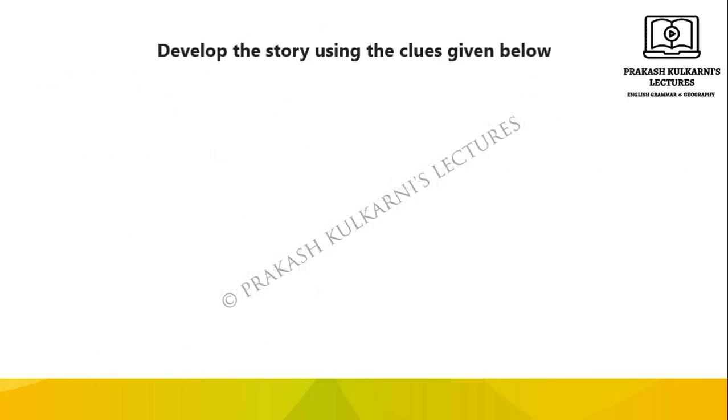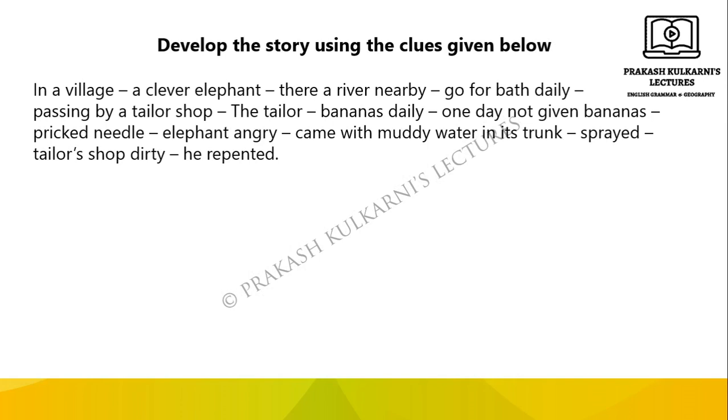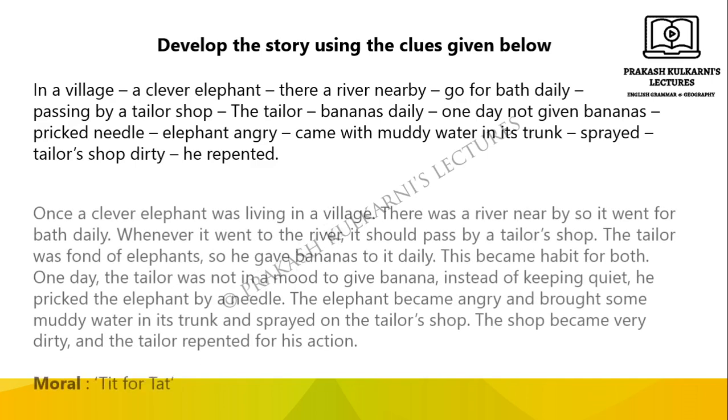Now let's go to the third example. In a village, a clever elephant, there a river nearby, go for bath daily, passing by a tailor shop, the tailor, bananas daily, one day, not given bananas, pricked needle, elephant angry, came with muddy water in its trunk, sprayed tailor shop dirty, he repented. So this is the given outline.